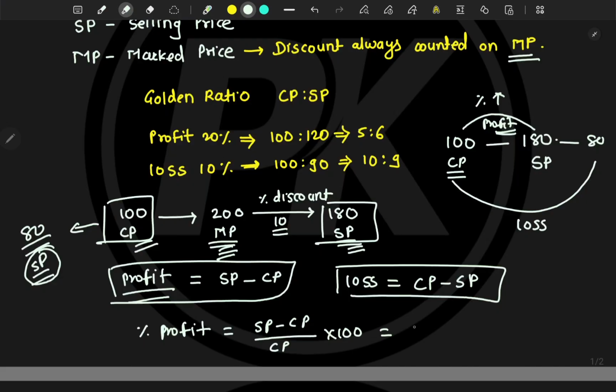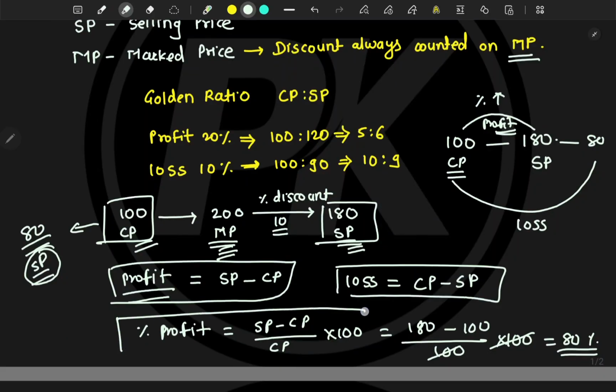Now let's put similar values. So what is your selling price? It is 180 rupees, right? What is your cost price? It is 100. What is your cost price? Again, it is 100 into 100, right? So this gets cancelled. 180 minus 100 is nothing but 80. Now it is in percentage, so 80 percentage. Hence the percentage profit is equals to selling price minus cost price divided by cost price into 100.